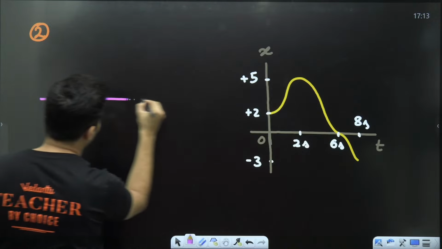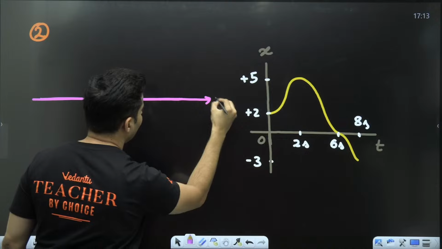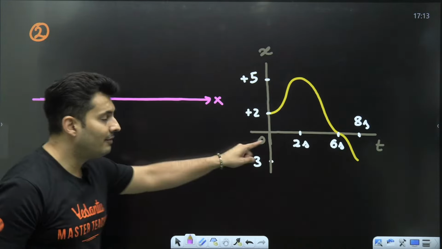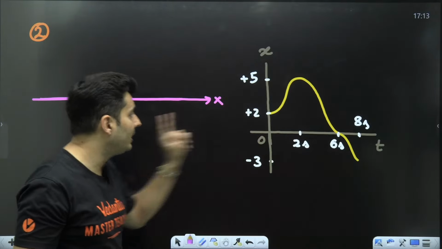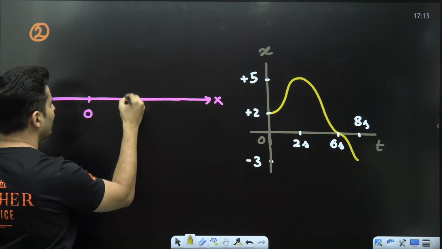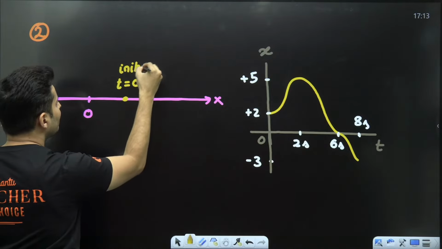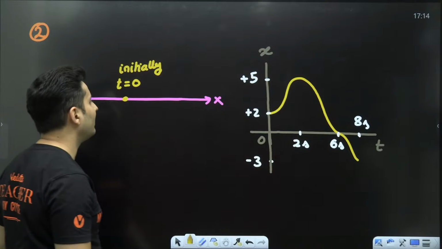So on the number line, if I draw my number line, this is our x-axis, this is our 0. Then when time is 0, that means initially, where is Champa? At x equals 2. X equals 2 is somewhere here. This is where Champa is initially. That's what it tells me graphically.